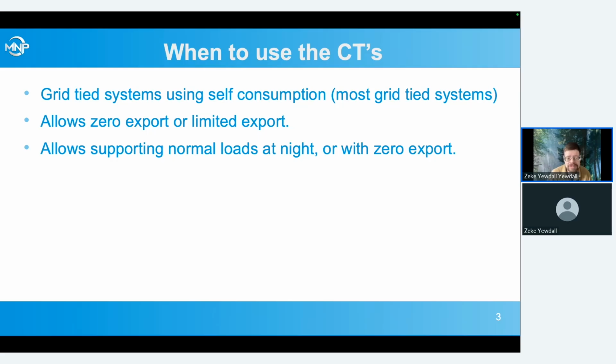The CTs allow us to do zero export or limited export if we have limitations on our grid connection. It also allows us to support normal loads at nighttime with or without zero export. So say we've got net metering, but we've got a time of use rate at night, and we want to operate loads from the battery at night, but not export the batteries to the grid. The CTs allow the inverter to see what's going on and power those normal loads without exporting the battery to the grid.